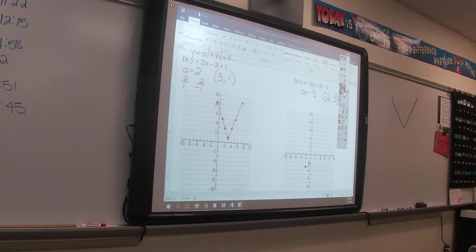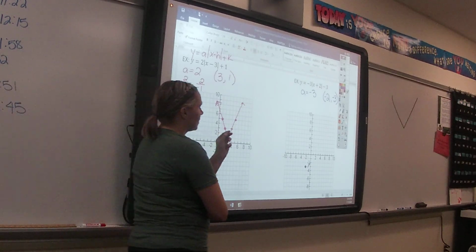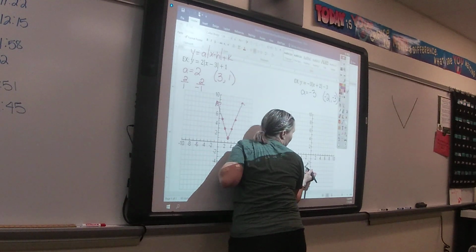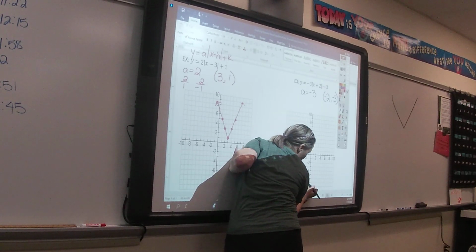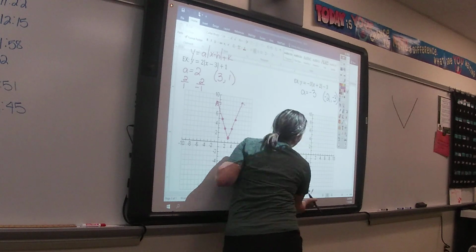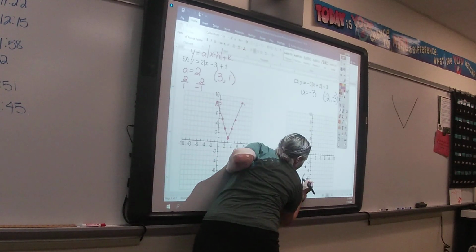Now what? You graph that, then you do slope, which is negative 3 over 1. So how do I do that, Cade? You go down 3 over 1. Down 3, right 1. And then you go down 3, left 1. And then I'll go down 3, left 1 to get the other side of my V.